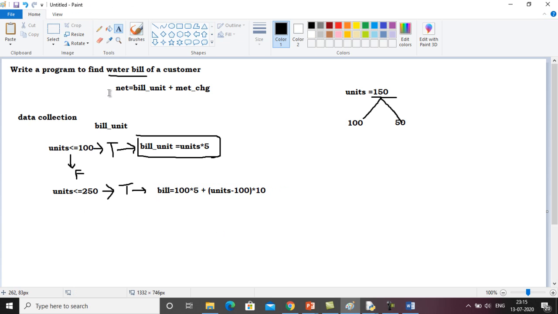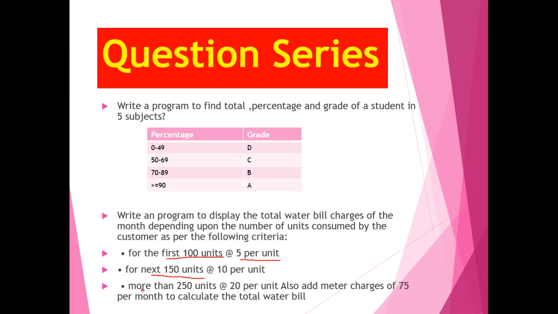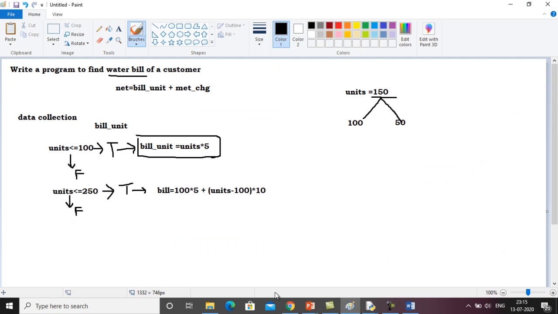And if this condition is false, if the units are not less than equal to 250, it means it is more than that, then we have to go to the third criteria. If more than 250 units, then 20 rupees per unit. So we will write like this.